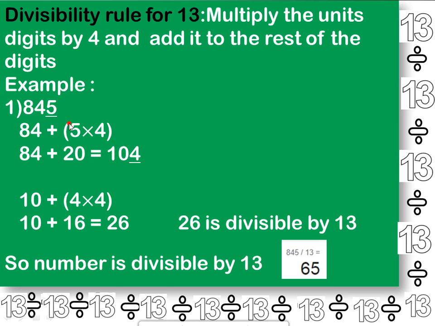Now, further simplifying that, the number has been simplified to a much smaller, calculable number. It was 845 and I got it to a small number, so I can simplify even further by multiplying 4 times 4. I get 16, and 16 plus 10 is 26, and we all know that 26 is divisible by 13. Here's the calculator. I have calculated 845 divided by 13, and you can see that it is divisible by 13.